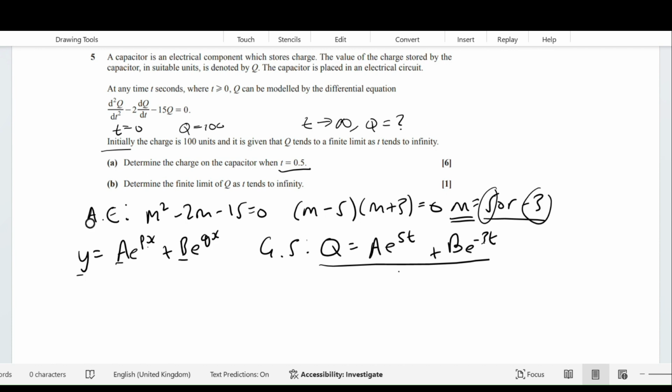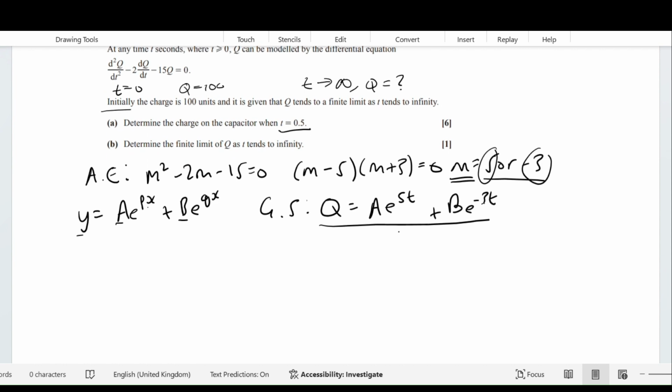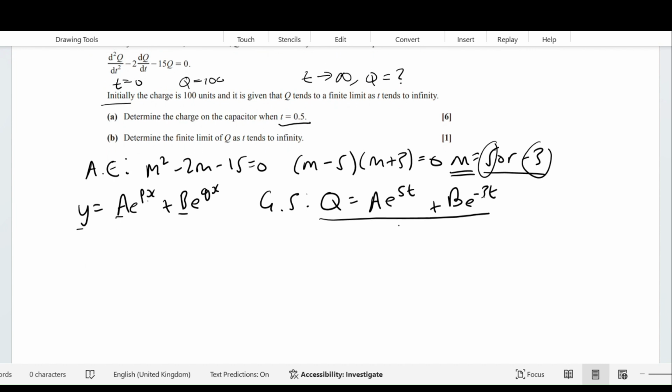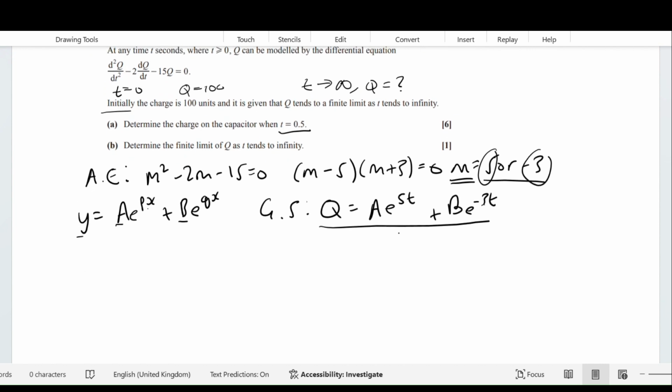But if we plug in t equals 0.5, that doesn't really tell us yet what any value of q is because we have those arbitrary constants a and b. So what we have to do is use the conditions we've been given here of t equals 0 and q equals 100, and t tends to infinity and q equals some value. Because we have two constants, we need two things to solve the simultaneous equation. So if we plug in t equals 0, the first one, that seems pretty simple, then what we'd get is, so q is 100, so we'd have 100 equals a e to the 0, because 5 times 0 is 0, plus b e to the 0, because minus 3 times 0 is 0.